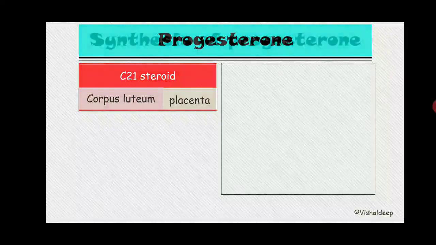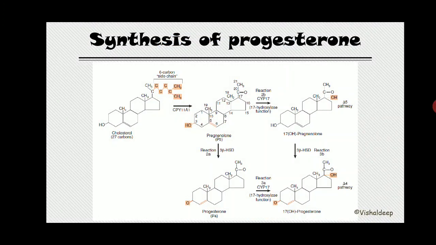Now let's see the synthesis of the progesterone. You guys are already familiar with the steps. See, this one is the cholesterol, a 27 carbon molecule. First, desmolase enzyme will work. It will break the chain between 20 and 22 carbon, and make this molecule known as pregnenolone. It just removes this 6 carbon side chain, and now we get a 21 carbon molecule. This one is the pregnenolone. Then 3 beta hydroxysteroid dehydrogenase will remove the hydrogen atom at the third carbon, and we get our progesterone.